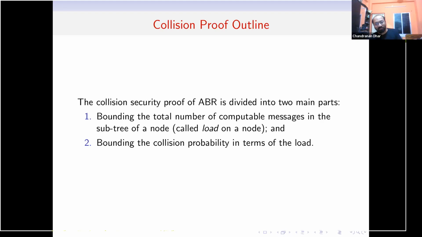Why are these two the same? This is because each computable message will lead to a hash computation at that node, and unless a collision occurs, each computable message leads to a distinct hash computation, and so these are basically the same.